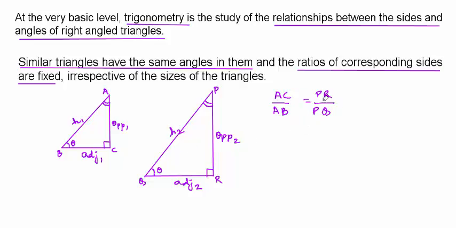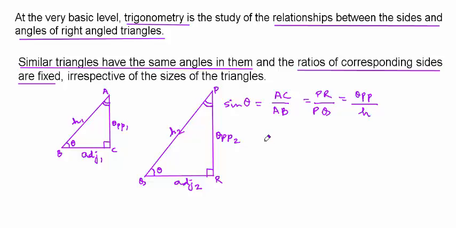So coming back to this, we have AC over AB, which is equal to PR over PQ, which is equal to the opposite over the hypotenuse on each of the triangles, and this is defined as the function sine of that angle theta. If you change theta, this ratio, the opposite over the hypotenuse, is going to change.